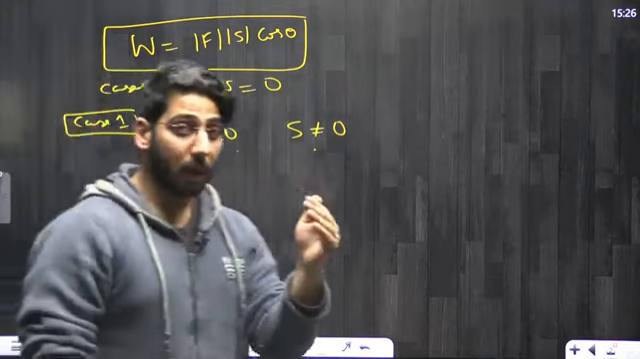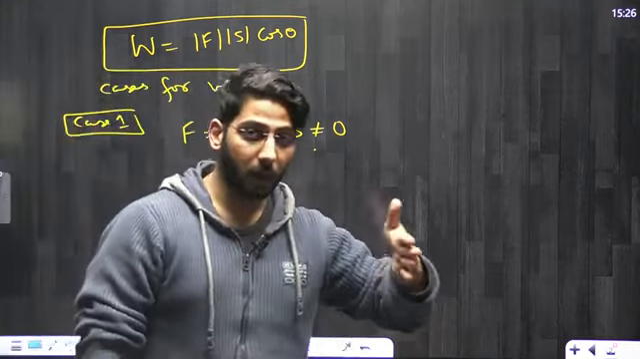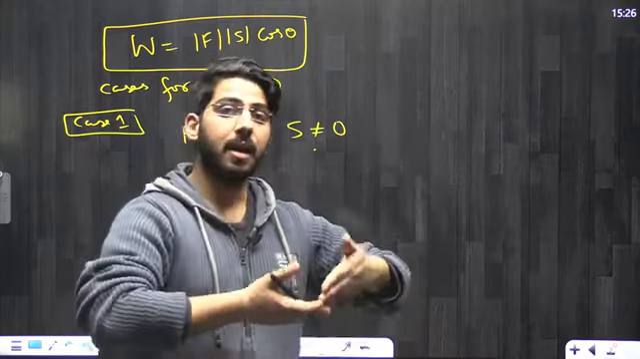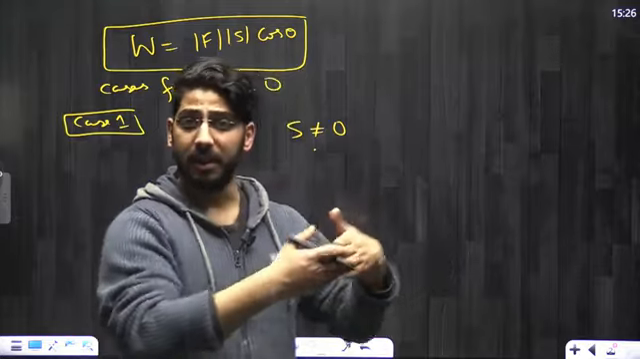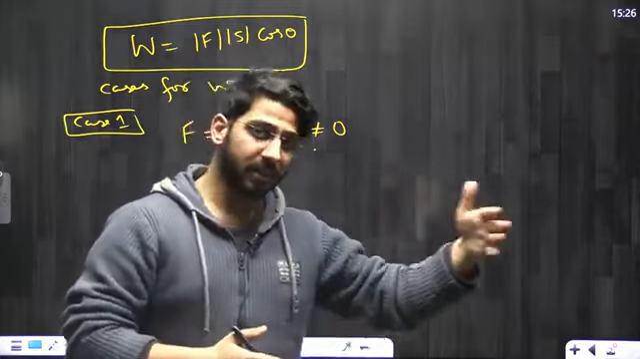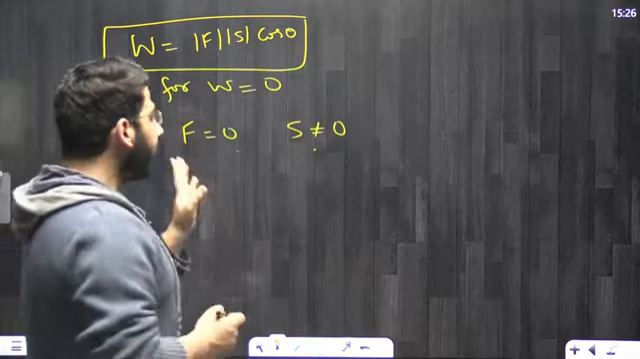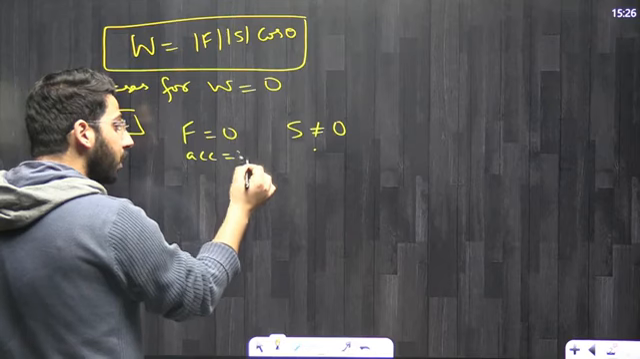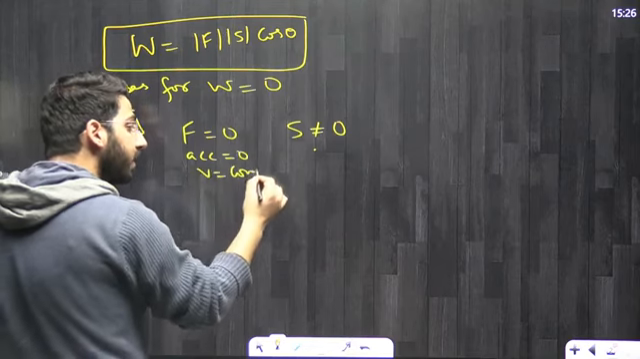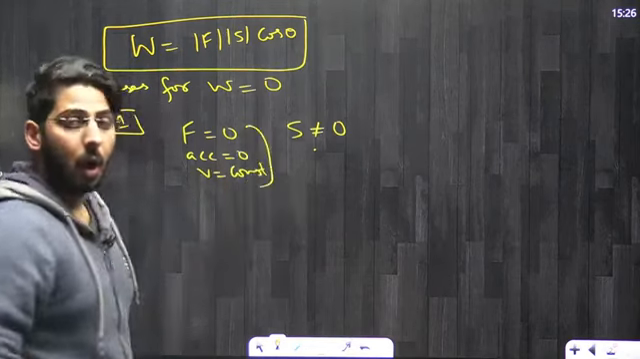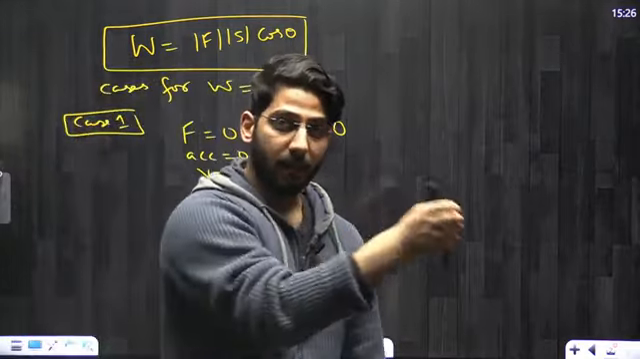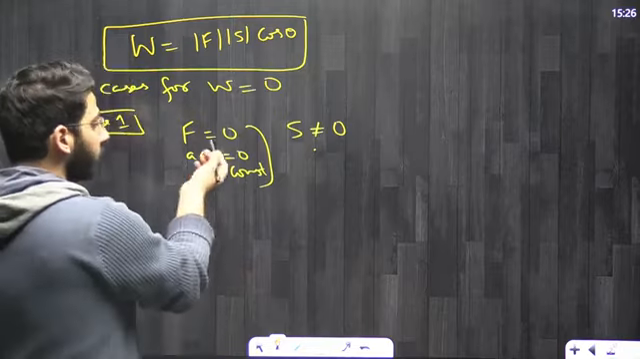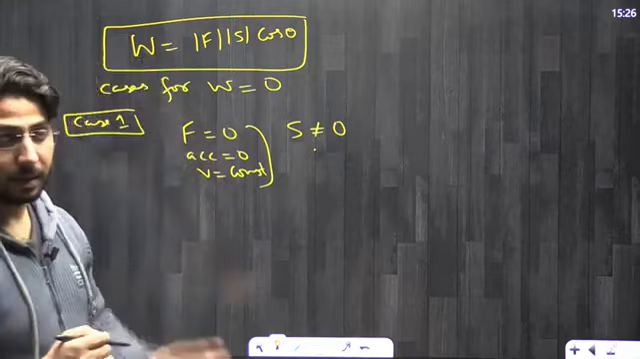So there could be a body moving with constant velocity. So obviously it is traversing some distance, some displacement, okay? It is displacing from its position. When force is 0, that means acceleration is 0, that means velocity is constant. So when a body is moving with constant velocity, although it is covering some displacement, the work done will be 0. So this can be the first case, when force is 0 but displacement is not 0.